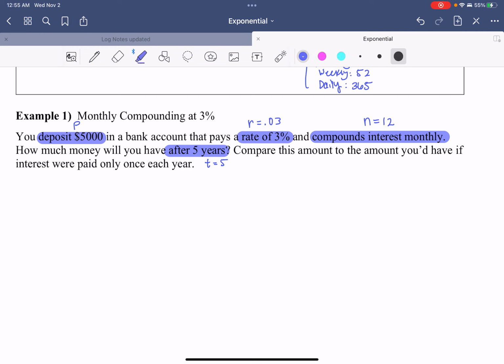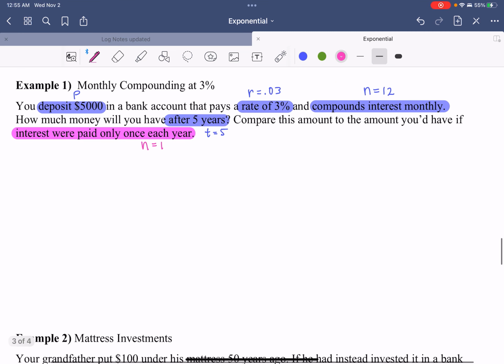But then the question changes a little bit, because it says compare this amount to the amount you'd have if interest were paid only once each year. So the variable that is changing here is your compounding period. Instead of being compounded monthly, it'll be compounded annually, because it's once each year. That means now N will be 1. So we're going to have 2 different equations happening here.